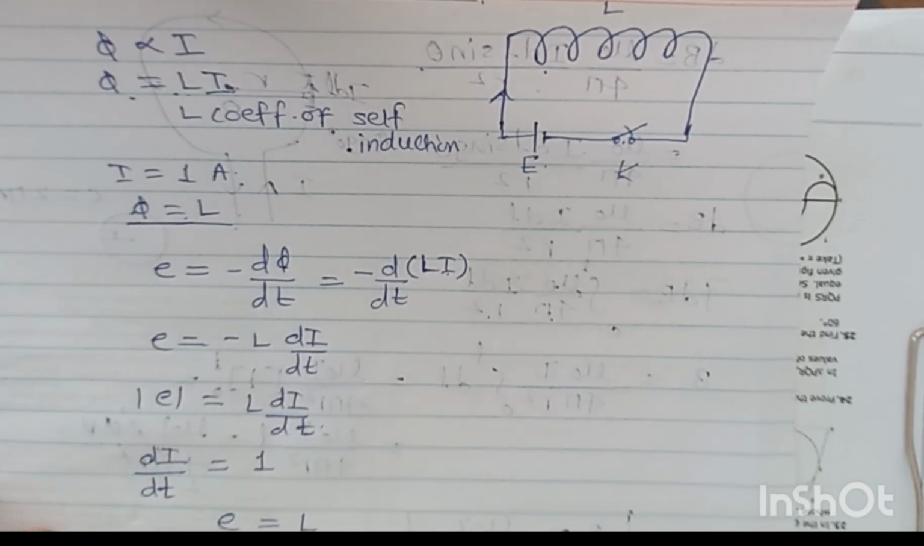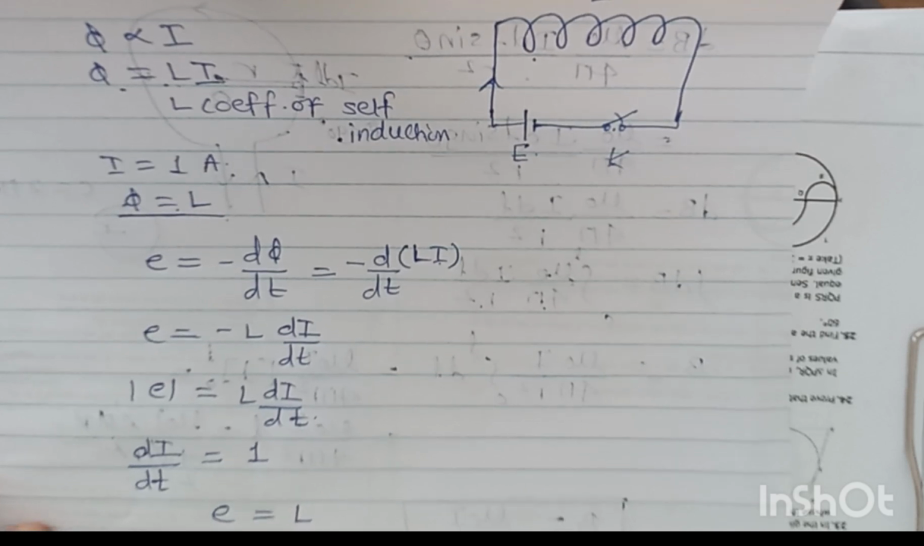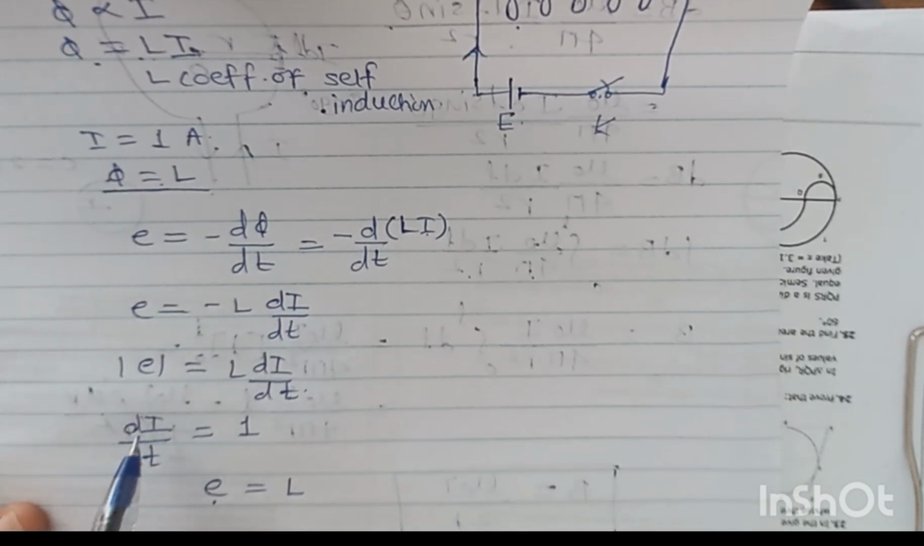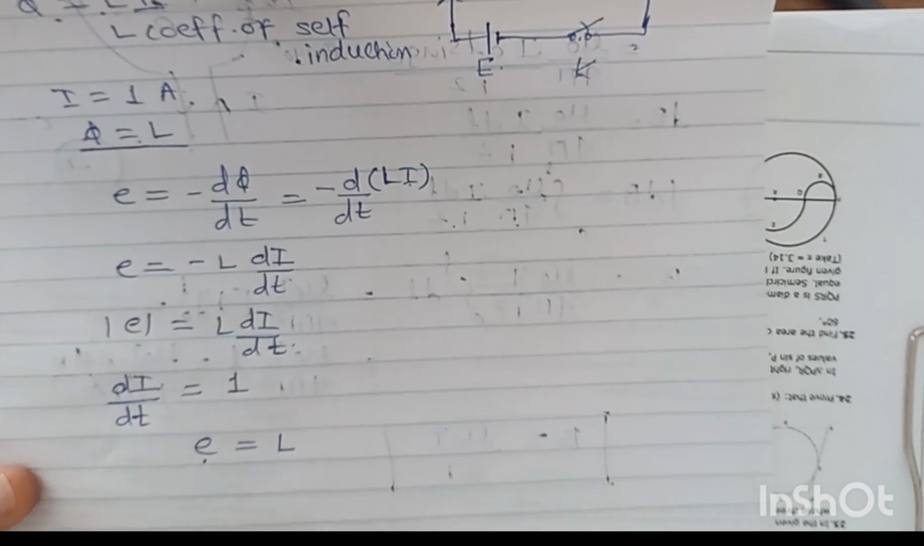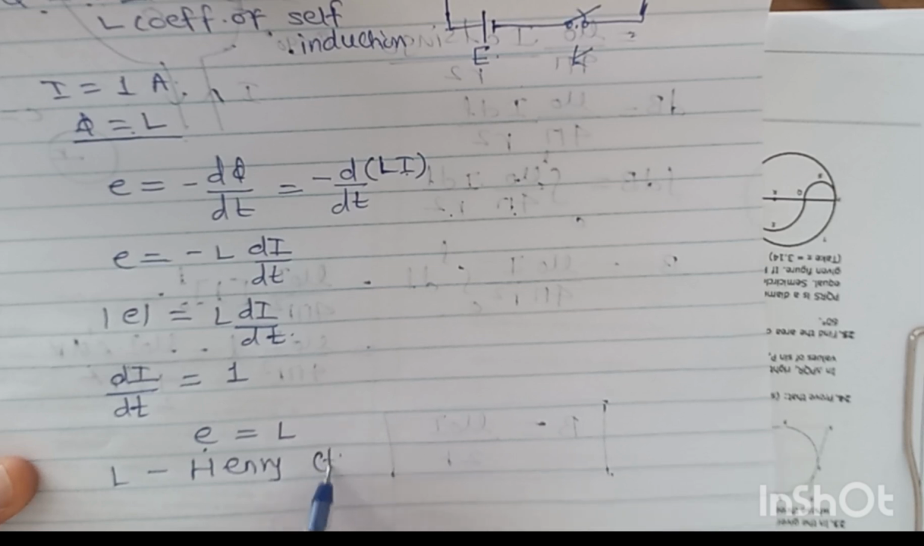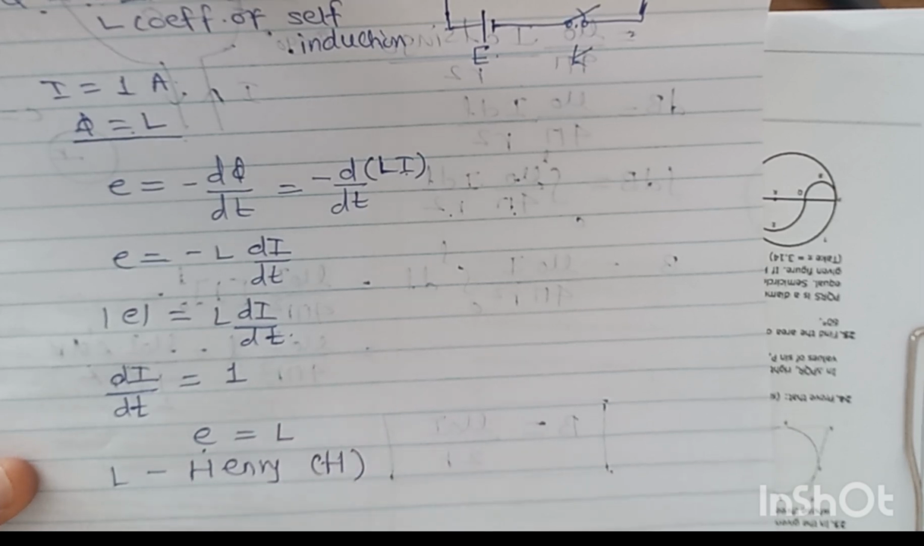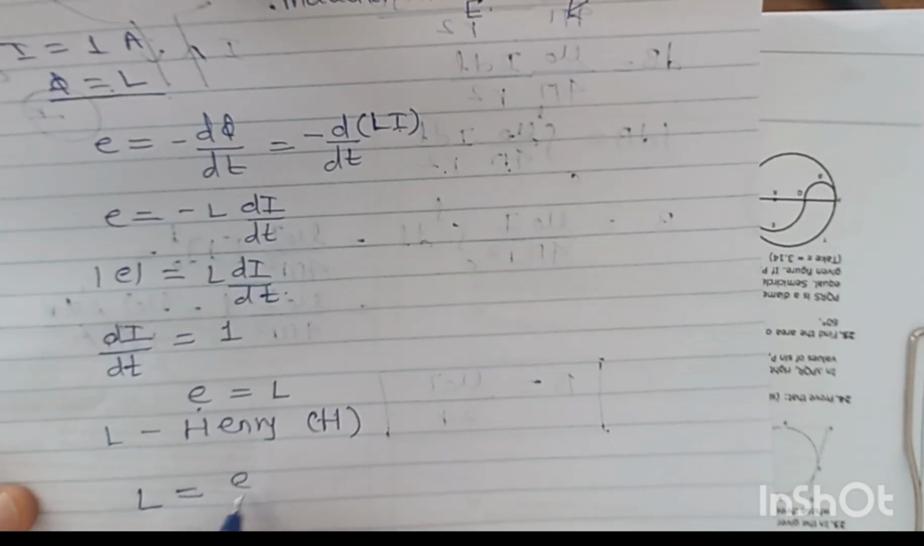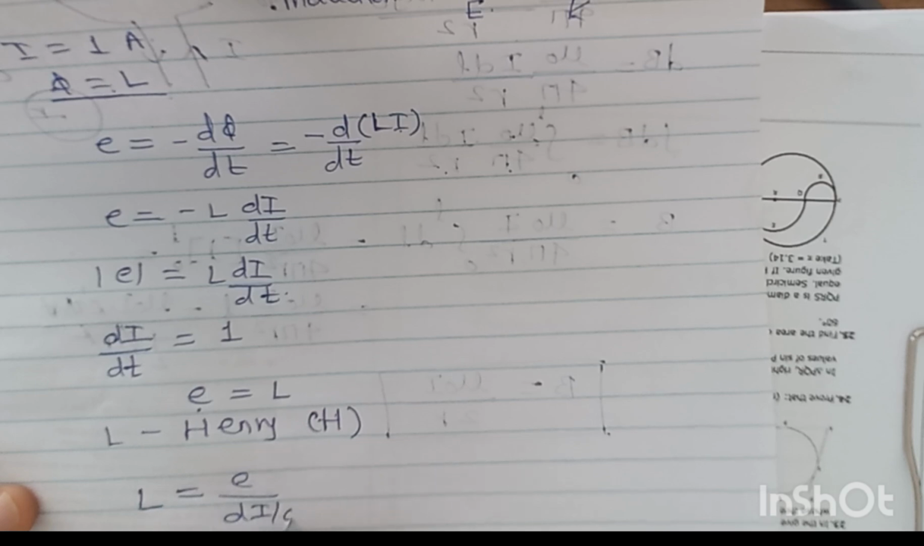So the self inductance of a coil is also numerically equal to the EMF produced in the coil when the rate of change of current is unity. The unit of inductance is Henry, denoted by capital H, and we write the inductance as L. You just rearrange these terms: L is equal to E upon di by dt.